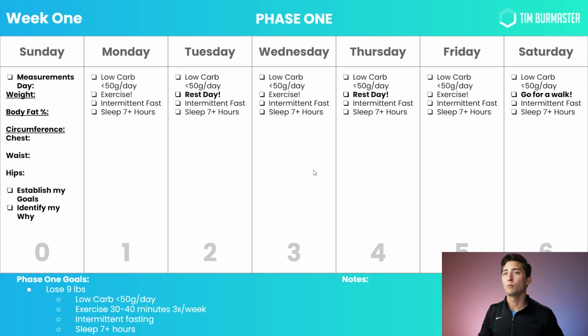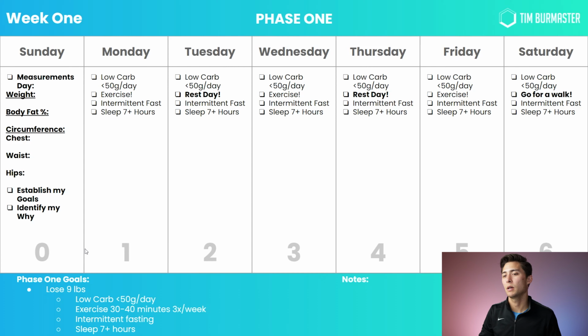So at the top we have week 1, phase 1, and phase 1 is just going to be our first month of our 3-month long program. In the bottom left corner we have our phase 1 goals, and that is just to lose 9 pounds. And then we also have our action items as well. So with our action items, we're going to be doing our low carb nutrition plans of less than 50 grams of carbohydrates per day. We're going to be exercising 30 to 40 minutes 3 times a week. We're also going to intermittent fast every single day, and then we're going to try and get 7+ hours of sleep each night.